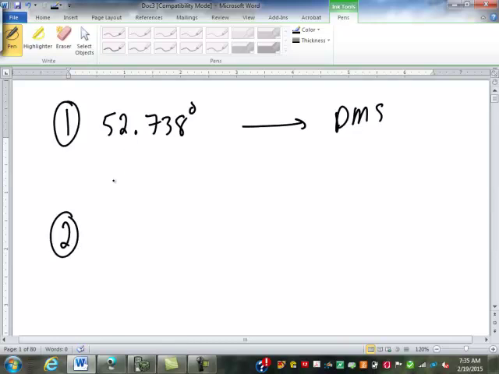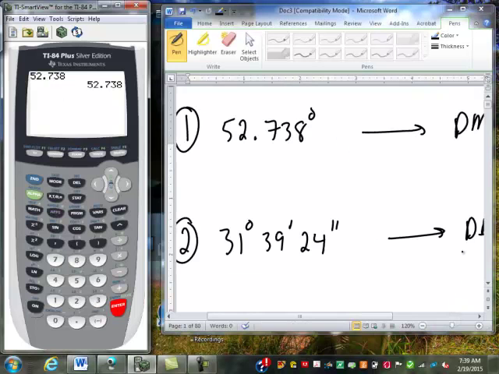One of them, I want you to take 52.738 degrees, and I want you to convert that into degrees, minutes, and seconds. The second one, I want you to take 31 degrees, 39 minutes, and 24 seconds. Now I want you to convert that into decimal degrees. I'll pause for a minute and let you give those a try. Okay, so let's take a peek.